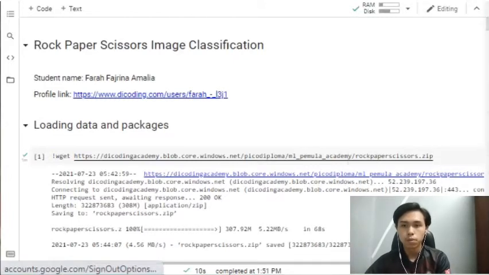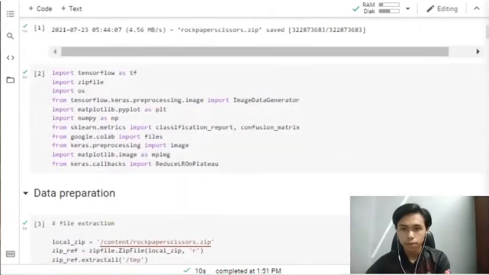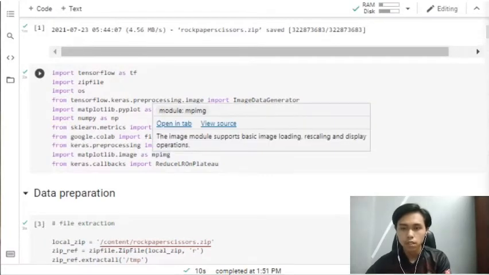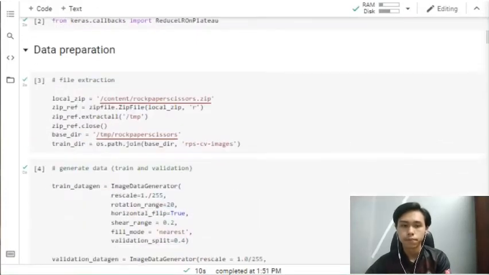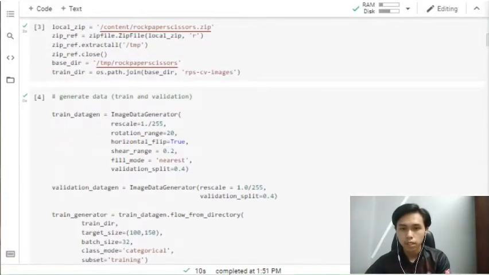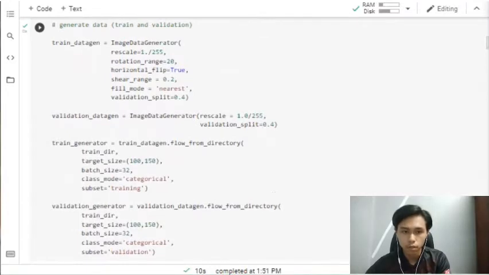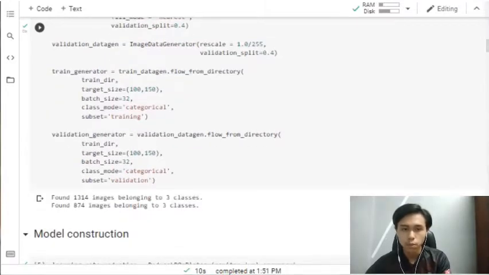So our project is about rock paper scissors image classification. Firstly, we will load the dataset using this link. Then some of the required libraries were imported, such as TensorFlow, zipfile, Keras, NumPy, Matplotlib, and etc. For data preparation, we unzip the dataset with image size of 100 times 150.